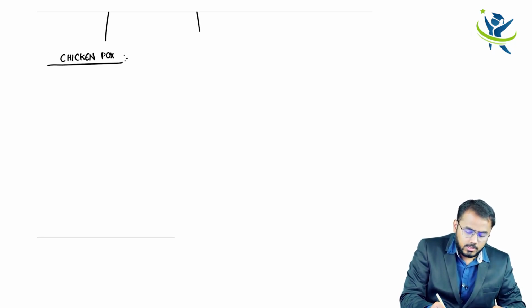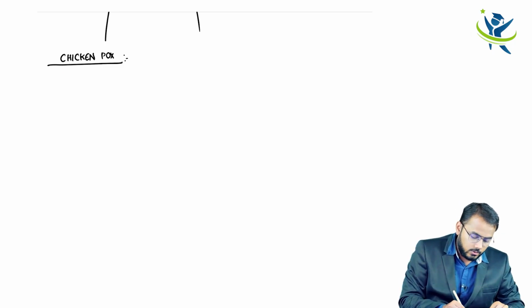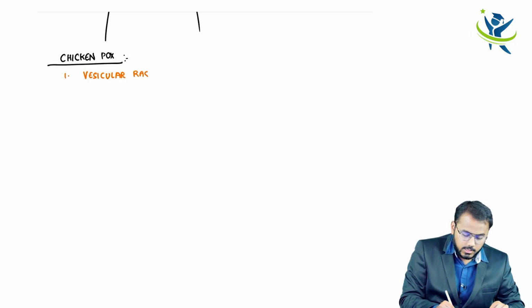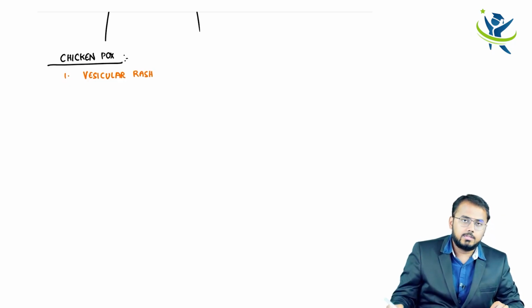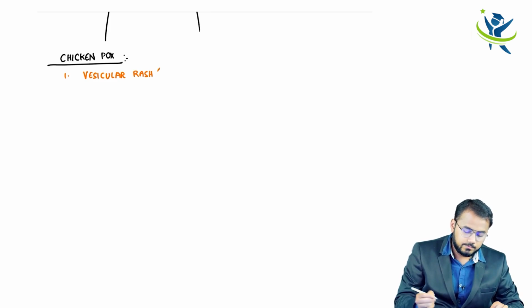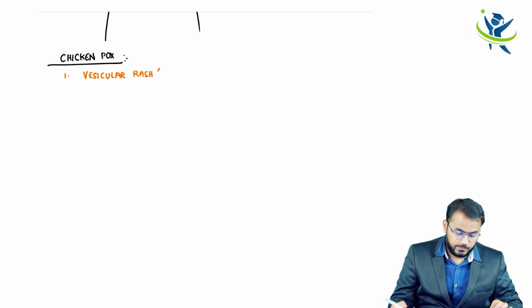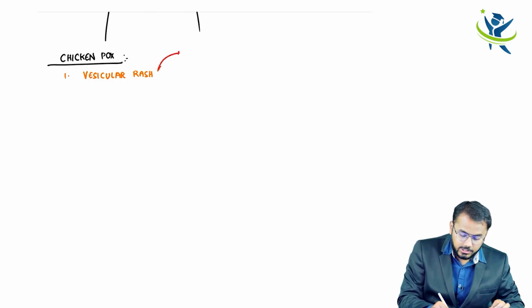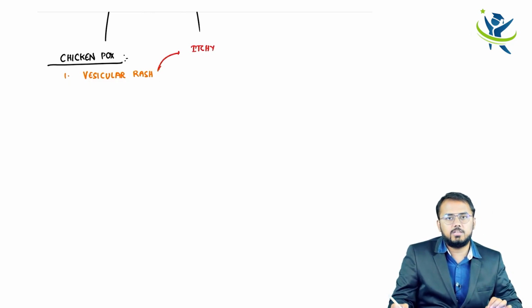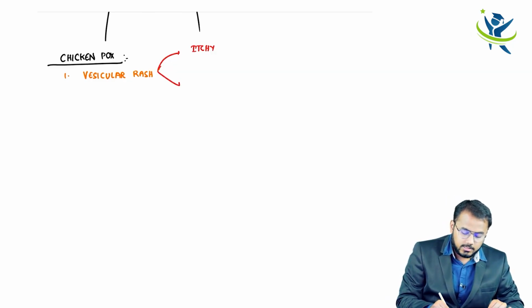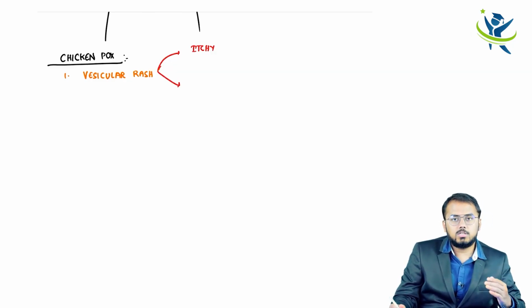How does a chickenpox rash look? The basic way it looks is that this is a vesicular rash. So what do you mean by vesicular rash? That rash which is very itchy, the patient will have very much itchiness, right? Not only itchiness, if you ask me in chickenpox, how does the rash spread?